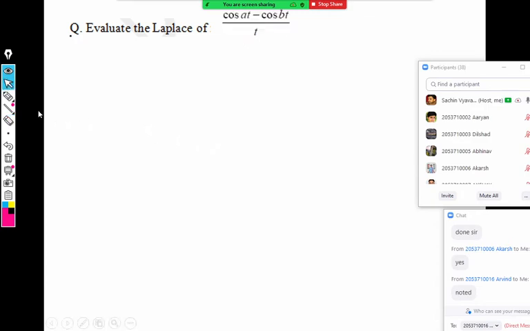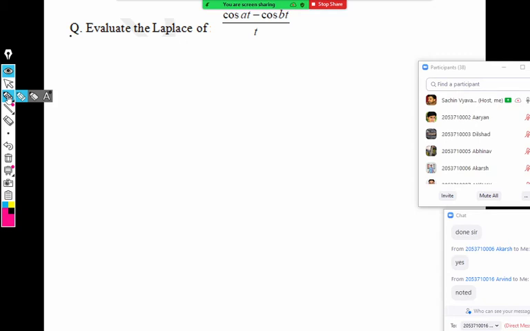Laplace of cos AT minus cos BT upon T now. Sir, firstly we'll find the Laplace of cos AT minus cos BT, then we'll use division by t. Very good, correct. Now here is one silly mistake a few of the students make.